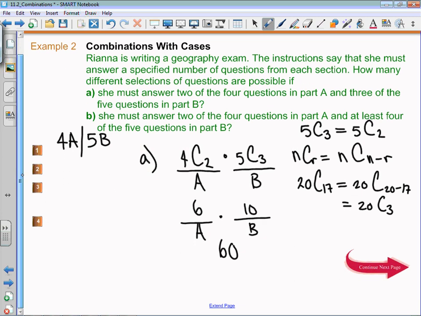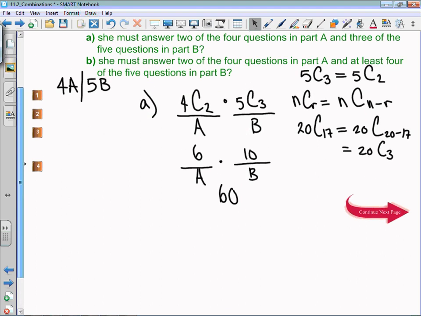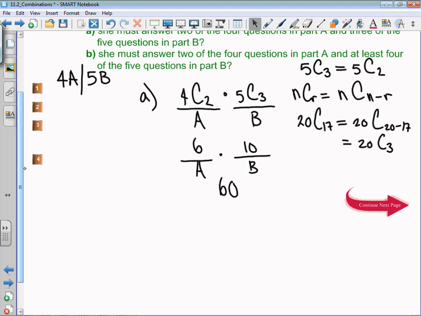All right, for part B, it gets a little bit tricky. It introduces this "at least" concept. It says she must answer 2 of the 4 questions in part A. Well, that's not bad. We already did that, right? We did 4 choose 2 in part A. And then it says at least 4 of the 5 questions. Well, if it says at least 4 of the 5 questions, she could answer 4 of the questions, or she could answer 5 of the questions, all the questions really.